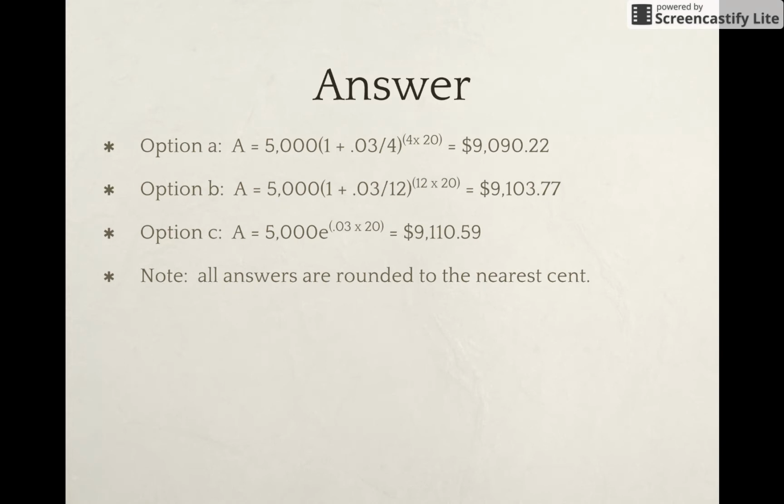For option A, we would have the following. A equals 5,000 multiplied by 1 plus 0.03. Notice that that's the interest rate as a decimal, divided by 4, because that's the number of times the interest is compounded per year, raised to the 4 times 20. 20 for 20 years. And again, 4 is still the number of times it's compounded per year. It results in $9,090.22.